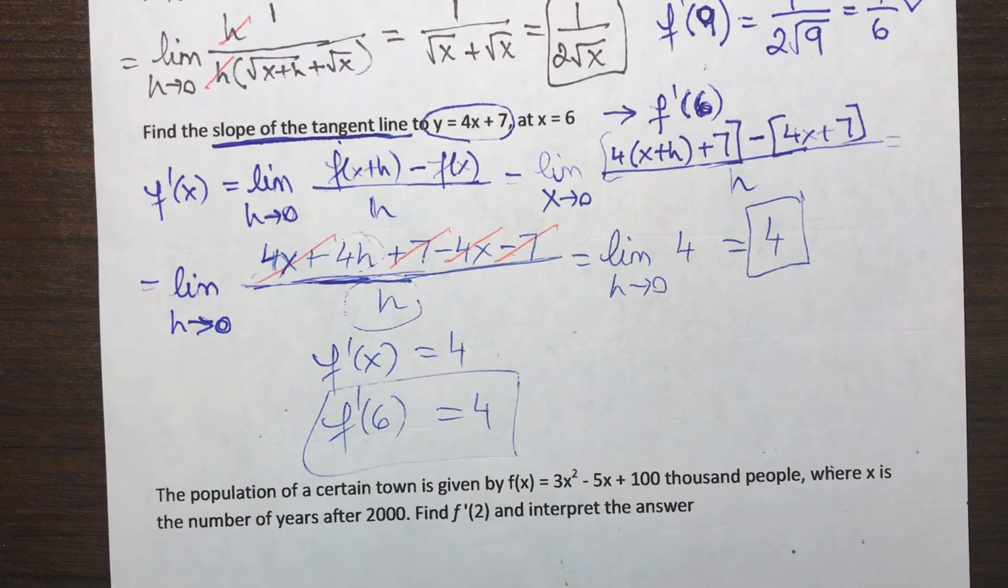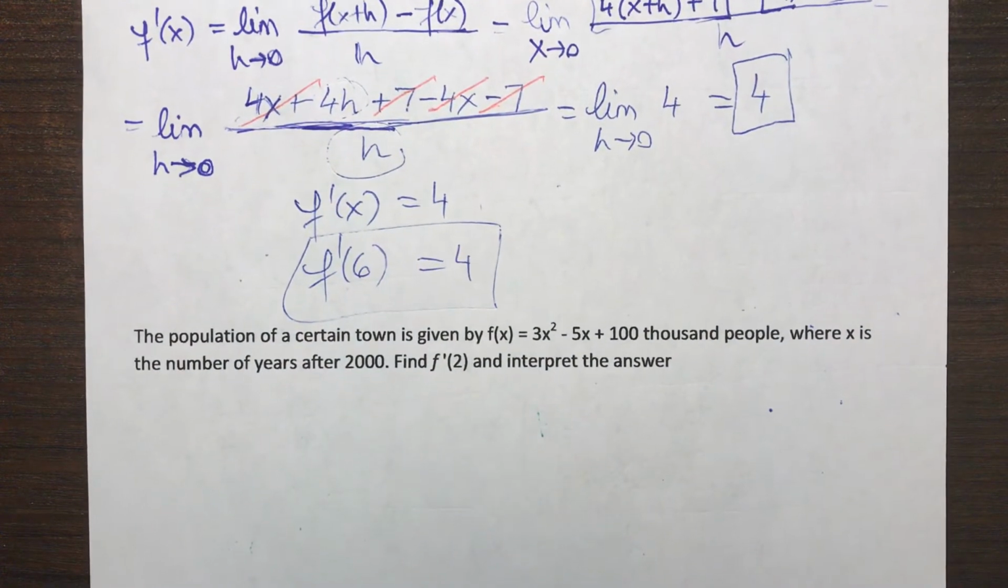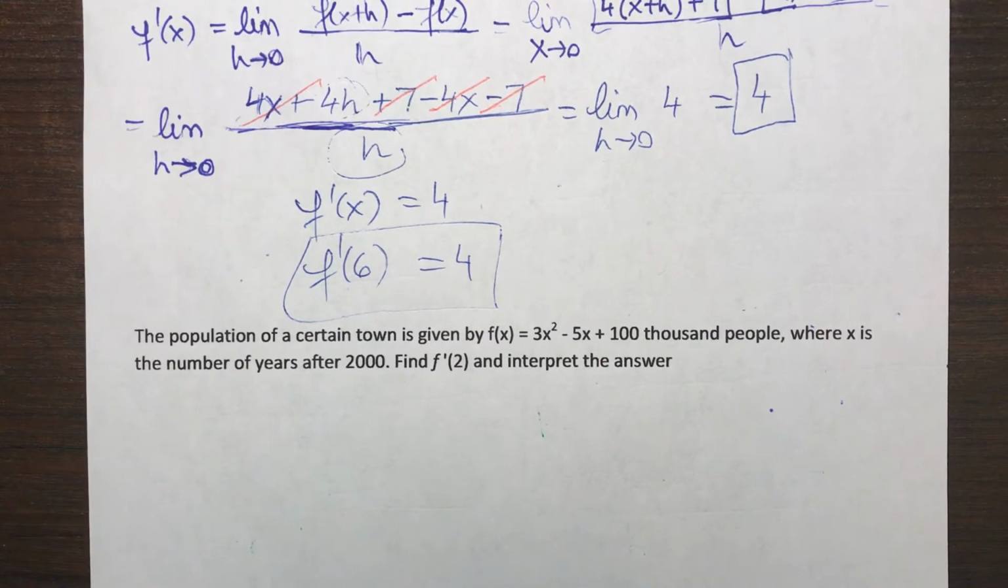Great. Finally, last problem here says the population of a certain town is given by this function, in many thousand people, where x is the number of years after 2000.